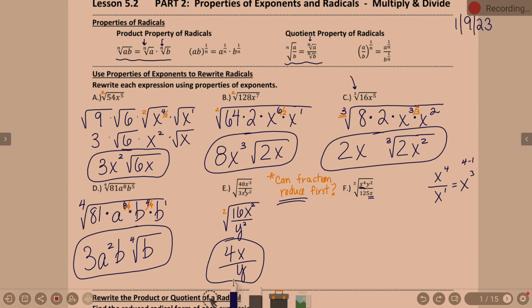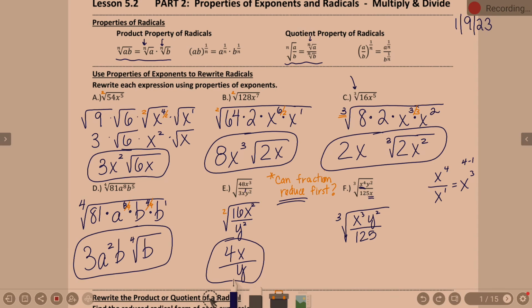So, what I'm trying to get you guys to do is we're going to rewrite this. X to the fourth divided by x is going to be x to the third on top. Y squared stays on top. 125 stays in the denominator. Okay? Cube root world?